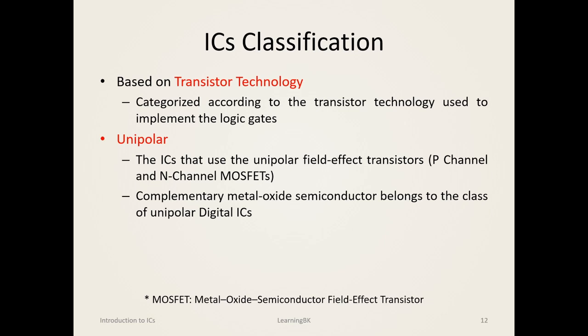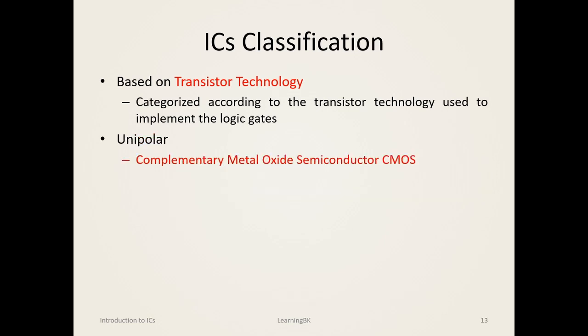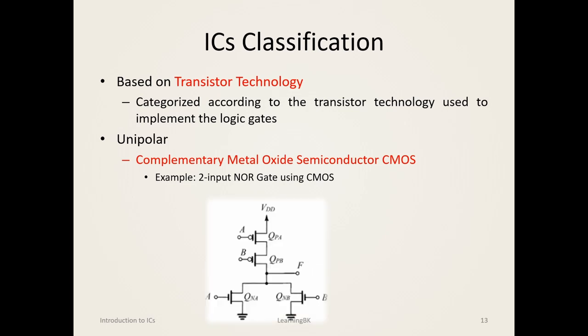CMOS basically refers to the presence of both NMOS and PMOS transistors to build a logic gate. A typical two-input NOR gate made using this CMOS technology, or made using NMOS and PMOS transistors, would look something like this. Without going into much details, we can see that four transistors can be used to achieve this logic functionality. The modern ICs that we use are built upon this CMOS technology.